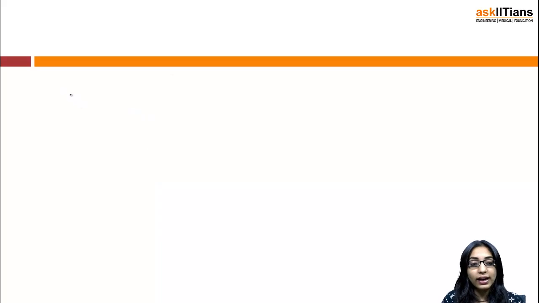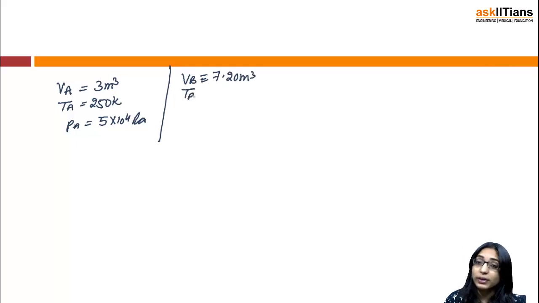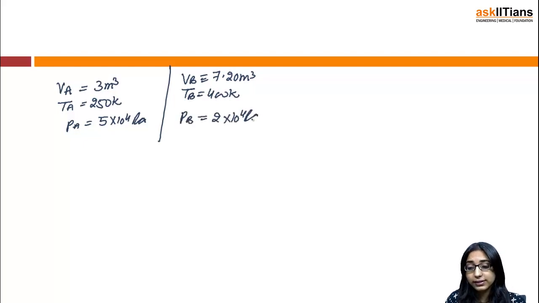I will simply say that the volume of A is given to be 3 meter cube, the temperature of A is 250 Kelvin and the pressure of A is 5 into 10 raised to the power 4 pascals. I am just penning down all the data points given to me. Also, the volume of B is given to be 7.20 meter cube, the temperature of B is 400 Kelvin and the pressure of B is 2 into 10 raised to the power 4 pascals.